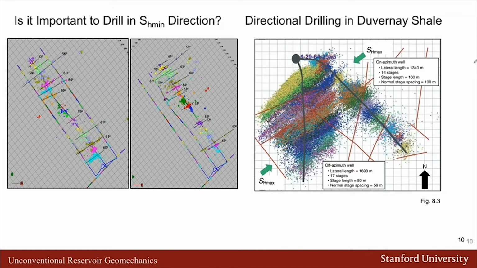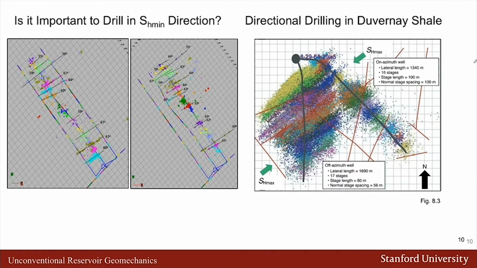What you can see are the microseismic events, the clouds surrounding the hydraulic fractures, and these are very, very pronounced in the off-azimuth well. You can see the clouds extending in the direction of the maximum horizontal stress as expected. The clouds surround the hydraulic fractures in the on-azimuth well, but they're not nearly as well defined.